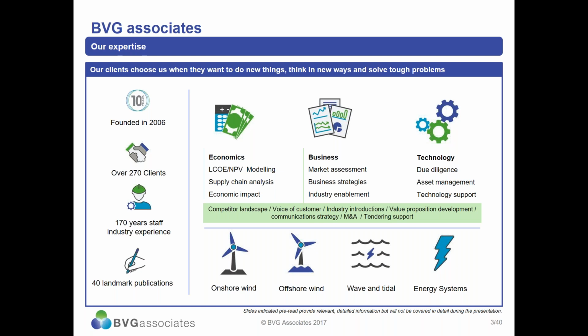We have clients all over the world now. As you can probably gather from my accent, we're a UK-based consultancy, and about half our work is in the UK, but increasingly overseas throughout Europe, and also increasingly in the US. It's about 20% of our work over the last year or so. So it's been quite an exciting time for us, seeing what we can do to help the industry grow there.